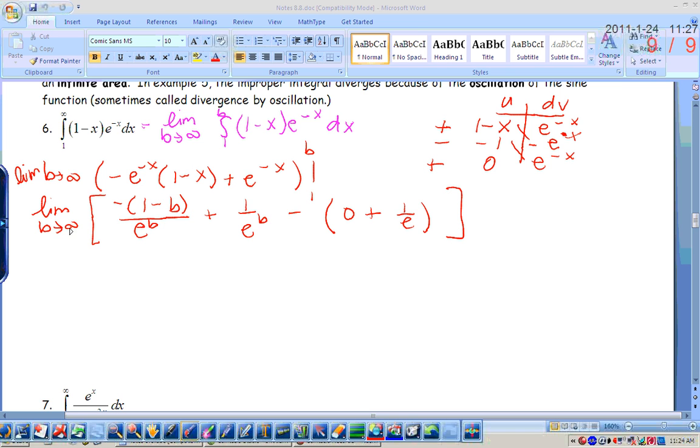All right, limit as b approaches infinity. On top, I am going to get, by plugging in infinity of this first fraction, what am I going to get when I plug in infinity? I'm going to get negative times 1 minus infinity. So that's really infinity. And over e to the infinity is infinity over infinity. No, that's not 1. Y'all didn't do your homework last night. It's indeterminate, so we have to do L'Hopital's rule.